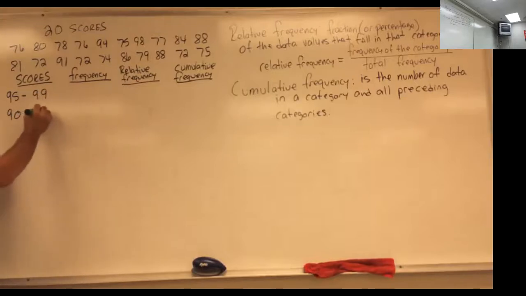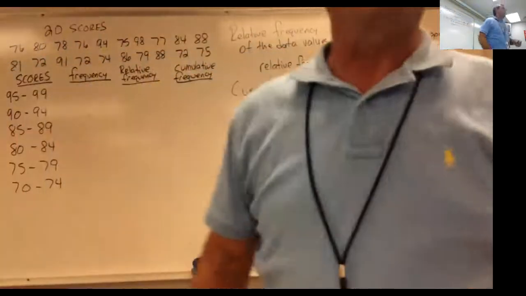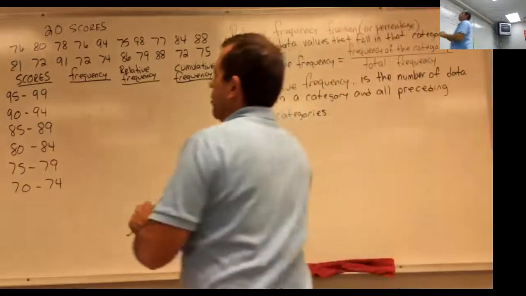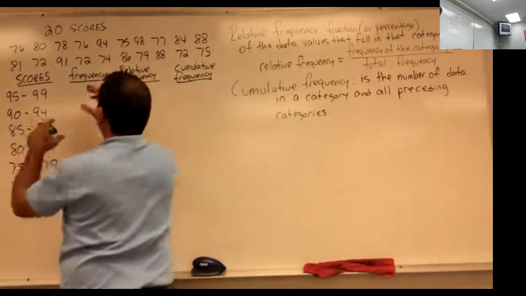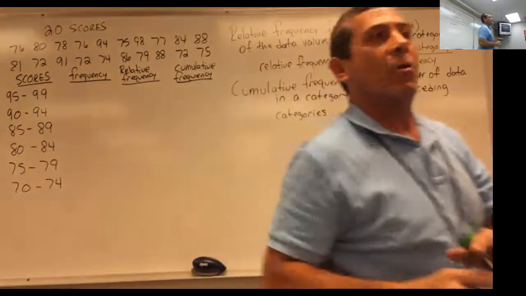So the way we're gonna break them down, we're gonna look at scores between 95 and 99, 90 to 94, 85 to 89, 80 to 84, 75 to 79, 70 to 74, okay? So they're making the categories, looks like about 5 units wide on each of these. And that's what they were talking about, binning them. They're binning so many scores in that range, so many scores in that range, and so on, okay?